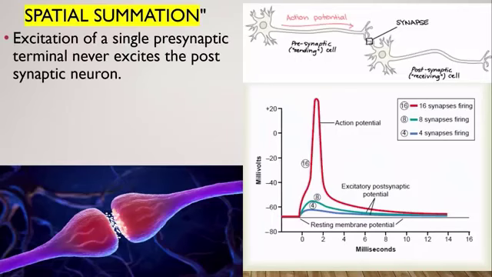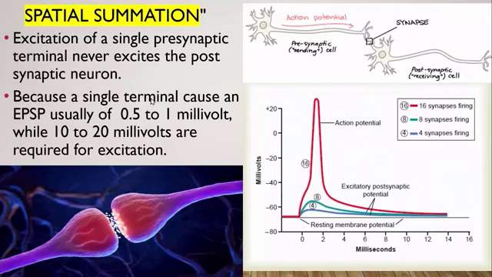Excitation of a single presynaptic terminal nerve excites the postsynaptic neuron. We know that a neuron has a body and dendrites. Every neuron has a single axon, and this axon has terminal branches, and these terminal branches make synapses with the postsynaptic neuron. When a single terminal is excited, suppose here a single terminal is excited, this single terminal actually produces 0.5 to 1 millivolt of excitatory postsynaptic potential.